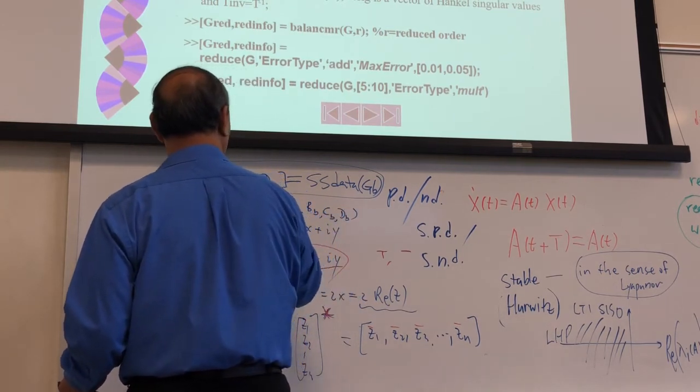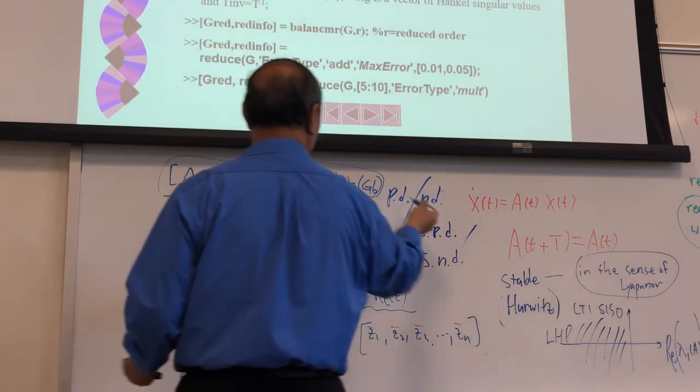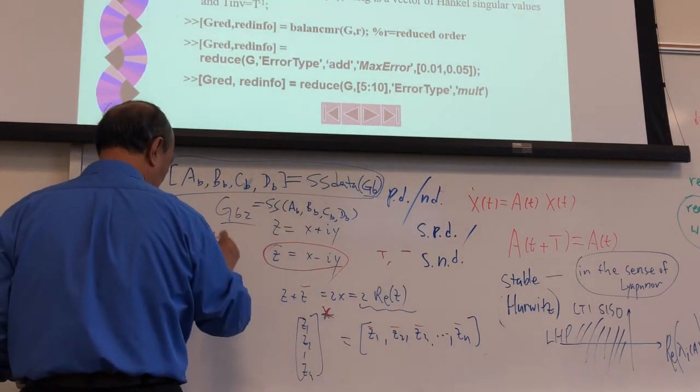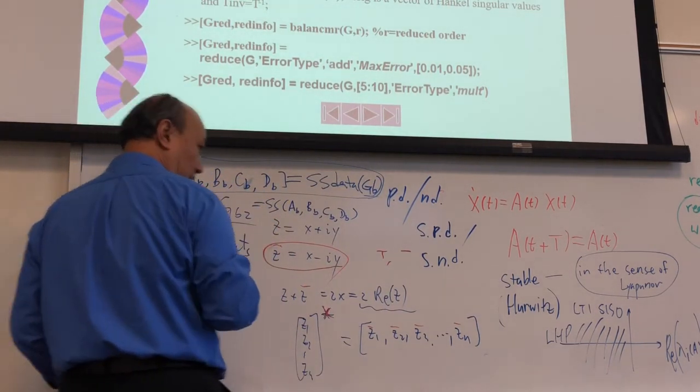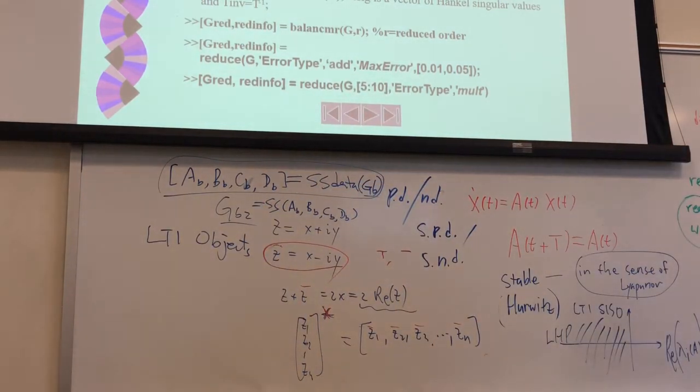That will give you a GB2. So the GB1 and the GB2 are the same. It's called an LTI object. So you give ABC to construct the LTI object, and given the object, you can extract the ABCD. That's called SS data. Okay, SS data. Go and play it.